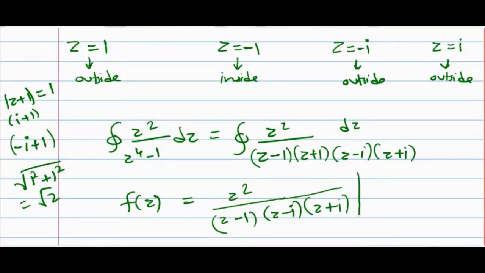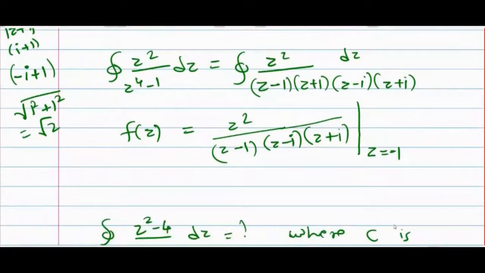And this we will calculate at the inside point. Inside point is z equal to minus 1. So we will calculate this at z equal to minus 1. So in place of z, put minus 1. Try to solve. So it becomes minus 1 square, which is 1, over minus 1 minus 1, which is minus 2, into minus 1 minus i, into minus 1 plus i.